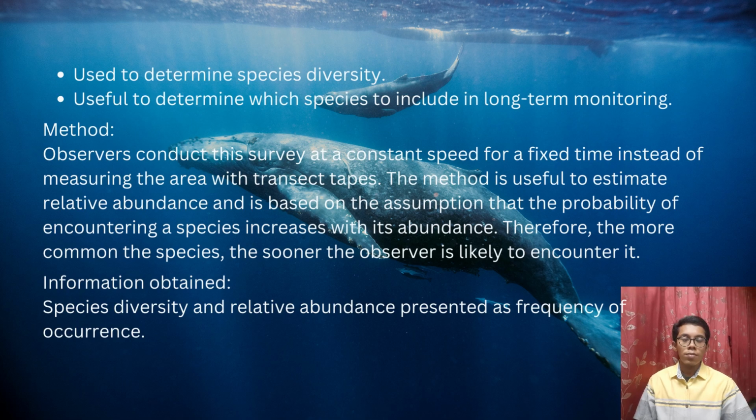speed for a fixed period of time, rather than measuring in an area with transect tapes. This method is useful to estimate relative abundance and is based on the assumption that the probability of encountering a species increases with its abundance. Therefore, the more common the species, the sooner the observer is likely to encounter it. Based on the information that will be obtained, species diversity and relative abundance are presented as frequency of occurrence.